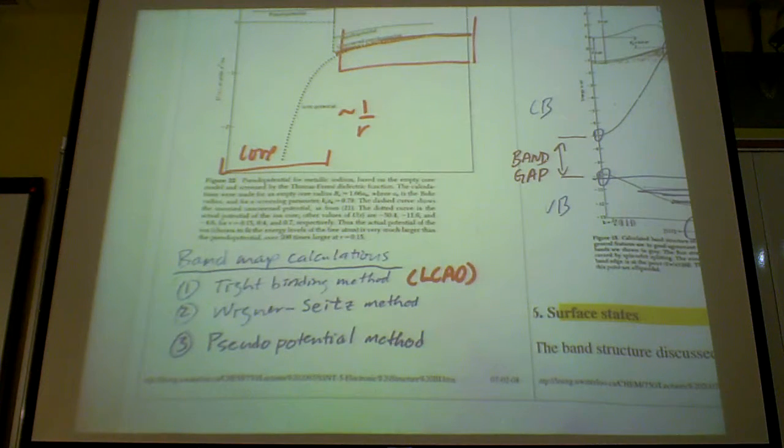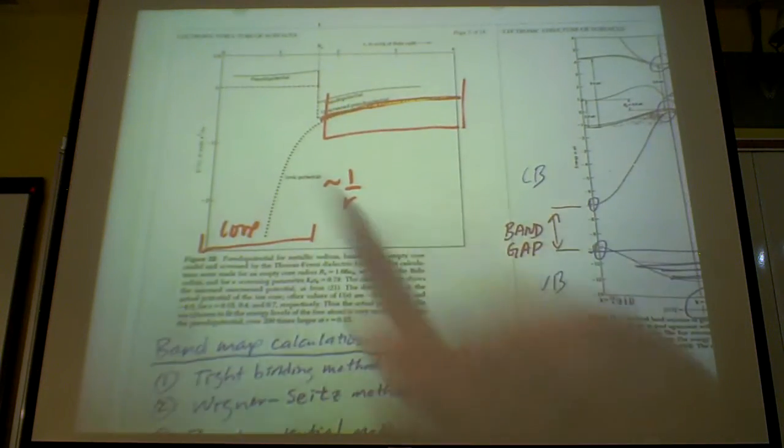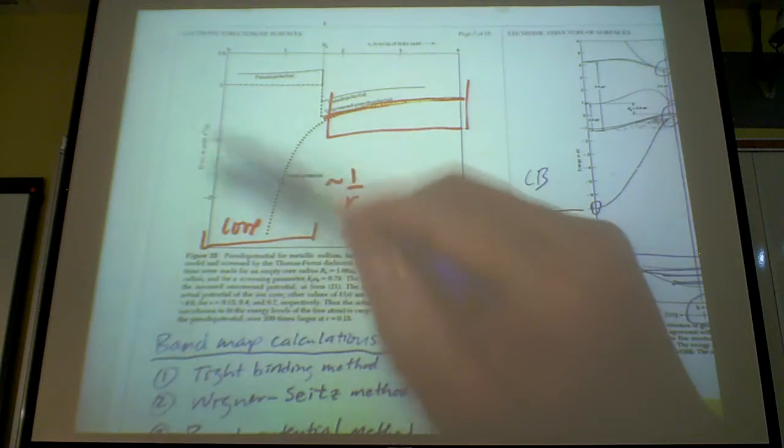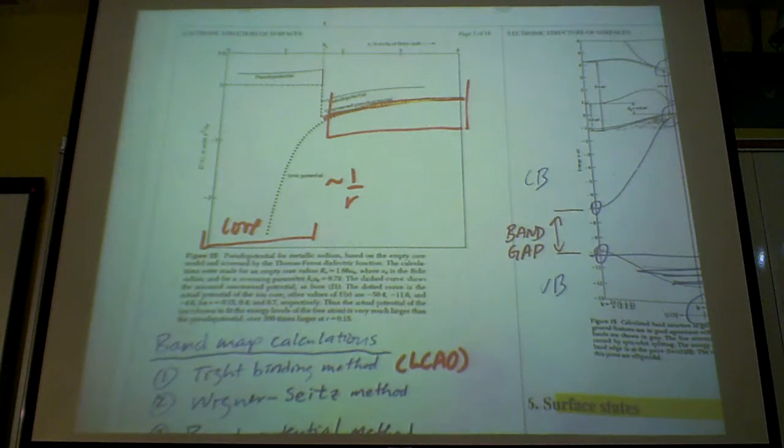And the most popular method is the last one. It's called the pseudopotential method. And you hear about this a lot if you read solid-state physics literature, pseudopotential calculations. And what is a pseudopotential? So I show it up here. This is a plot, right? This is my potential as a function of R. Okay, so I'm now focusing on just one atom in my lattice here.